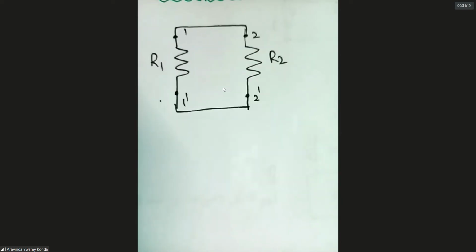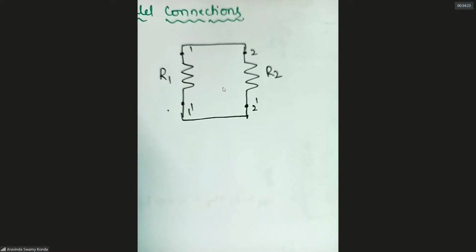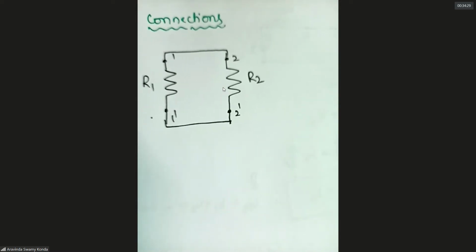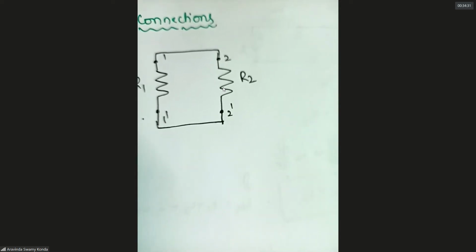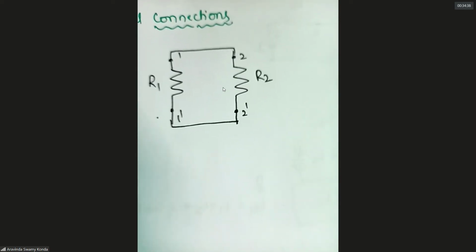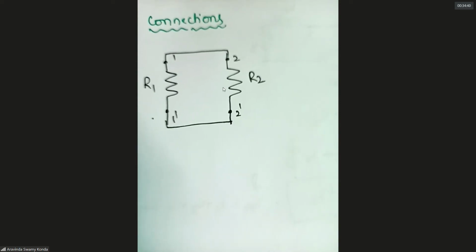Connecting opposite terminals is a series connection. In parallel, the same first ends are connected together and the same second ends are connected together. All first ends are connected together, all second ends are connected together. That is the parallel connection. Am I clear? Yes, sir.